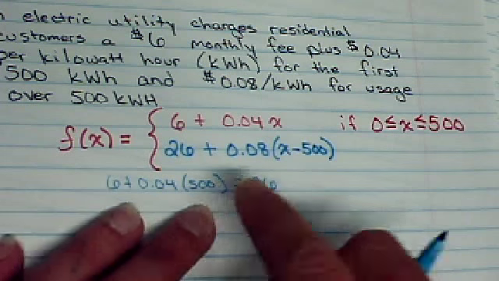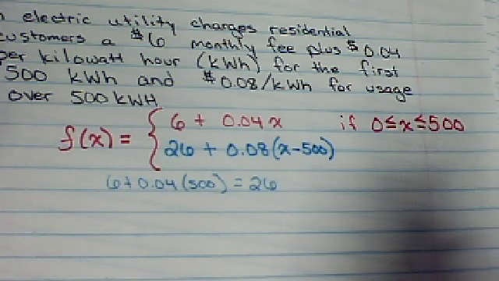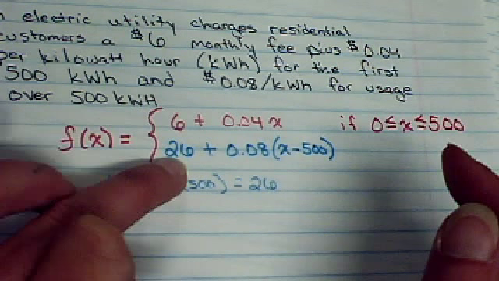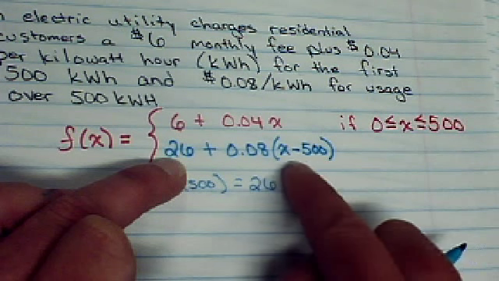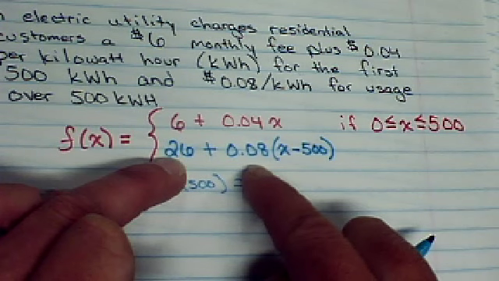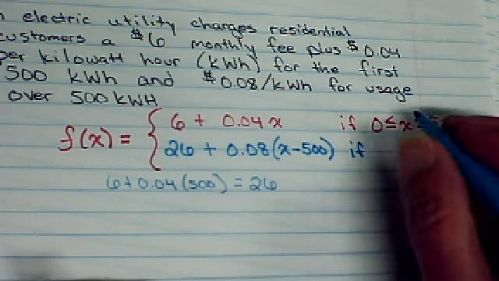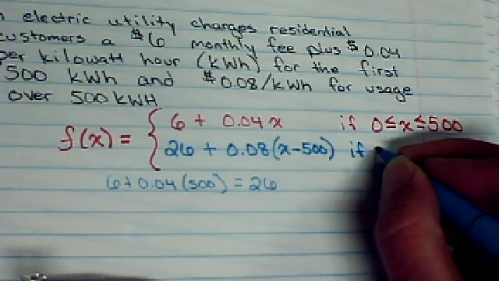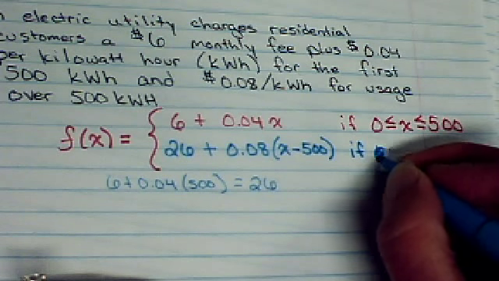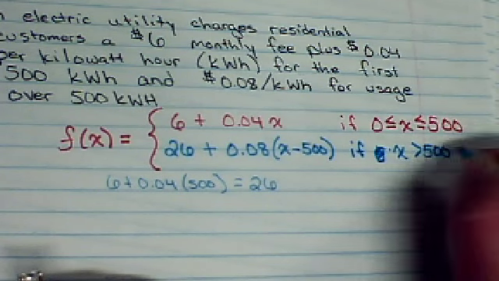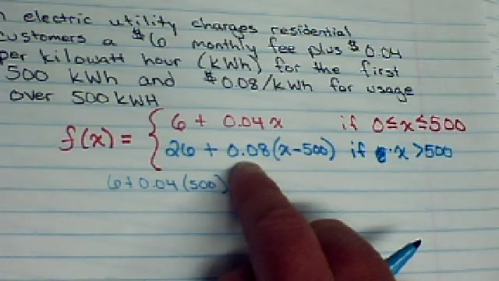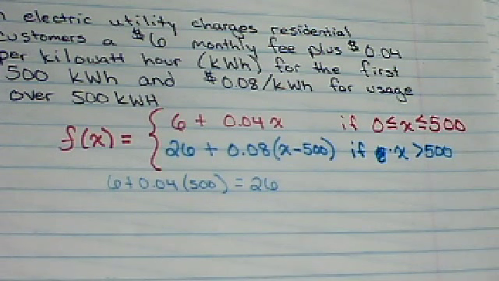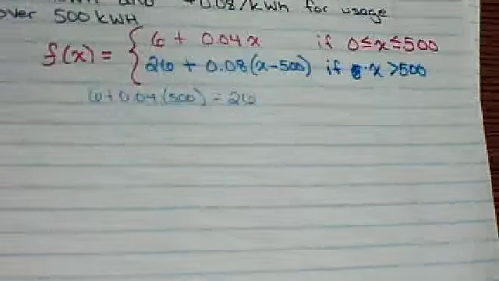So now let's see. If I had, say, 800 kilowatt hours and plug that in, 800 minus 500 would give me 300 hours being charged at this fee. So it works. The 26 takes care of the first 500, and then we're charged 8 cents per kilowatt hour after that. That part of the function is for when x is greater than 500. So let's look at what that graph would look like.